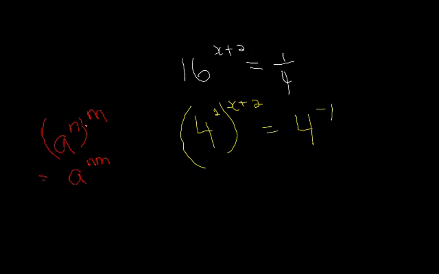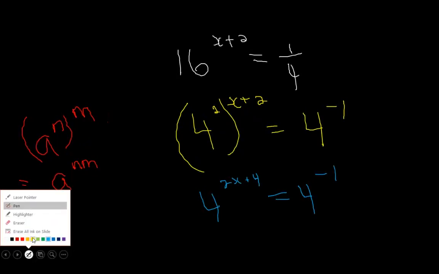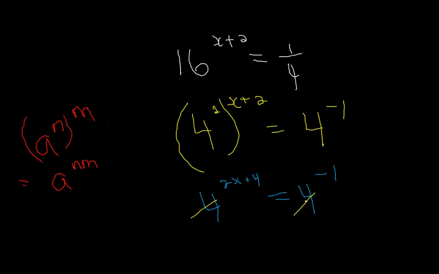So in other words, if I see something like this, the indices multiply by each other. So if I have 4 squared raised to the power of x plus 2, according to my rule, this can be written as 4 to the power of 2x plus 4, if I multiply these indices. And this is equal to 4 to the minus 1. Now that I have the same base, I can drop the bases and equate their powers. So what I end up with is 2x plus 4 is equal to minus 1.